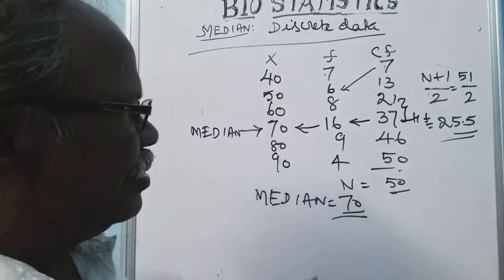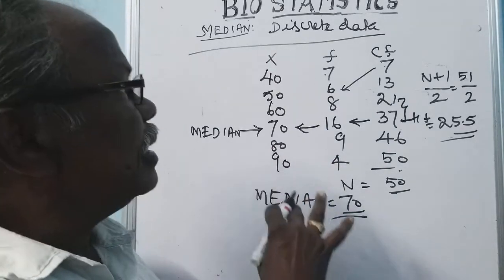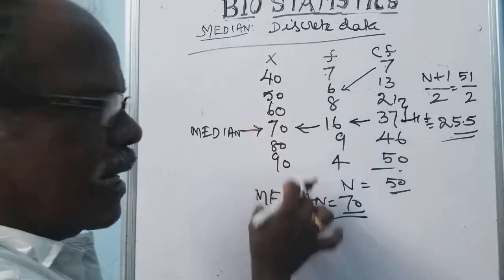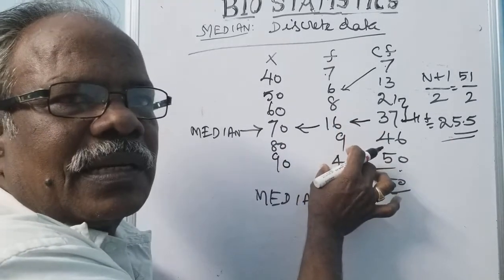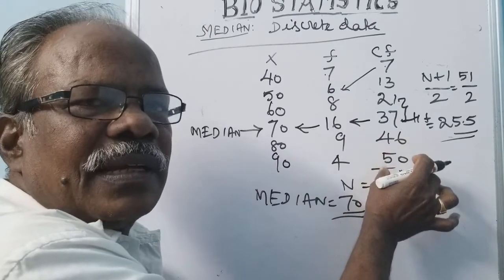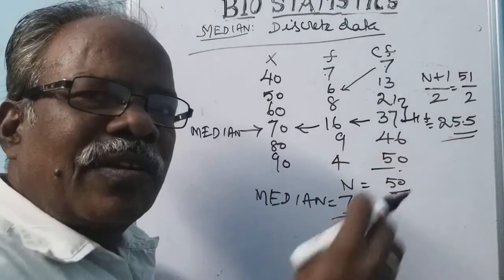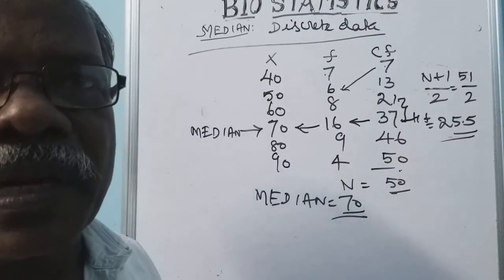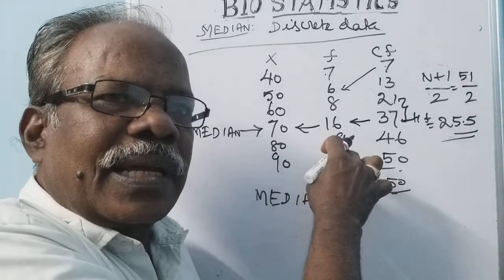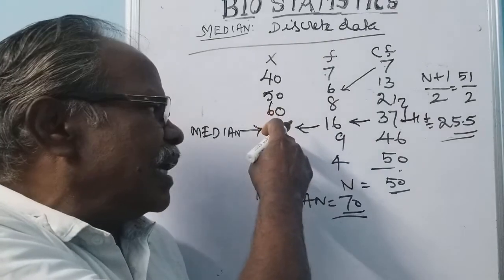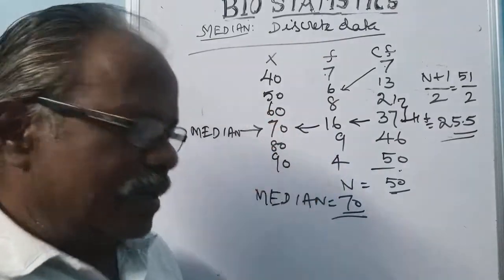This is for discrete data that is arranged in an orderly way, and the frequency is also represented. We take the cumulative frequency, and then divide it by 2, that is 25.5. Then where it fits, we see the higher cumulative frequency should be taken, and the value in that place should be taken as the median.